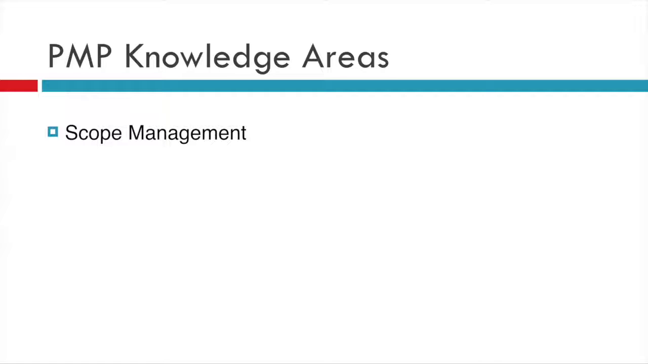The first knowledge area which you will be studying during any PMP preparation course is going to be scope management. So scope management basically covers everything about the requirements, how you collect and finalize the requirements of your project, how you create the WBS diagram, the project scope statement, and so on. So scope management is one of the knowledge areas which is very much concerned about the requirements and the scope of your project.